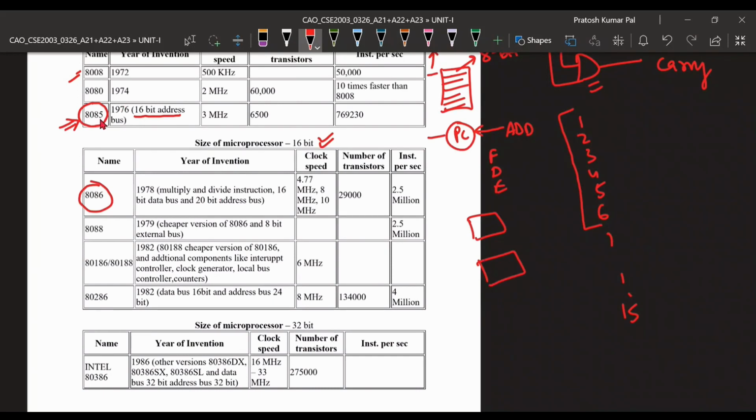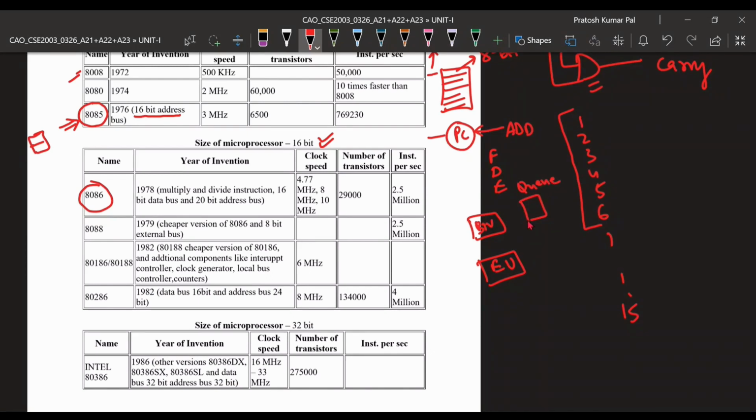In 8085, the architecture of the processor was such that the instruction fetching part and the execution part were in the same block. But in case of 8086, there are two different, separate blocks. This is called the bus interface unit, and this is called the execution unit. The bus interface unit is able to fetch 6 instructions and store them into a queue.